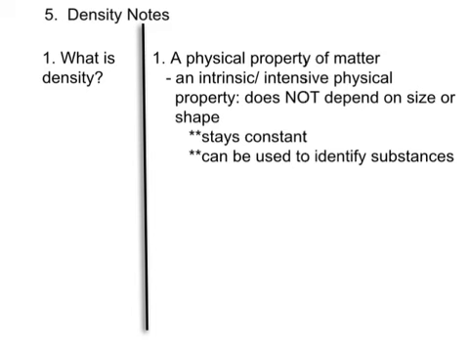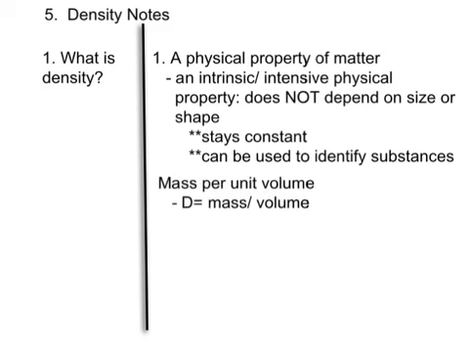So now let's talk about what density actually is. Density is mass per unit volume. What that means is that when you're finding density, you're going to figure out the mass of a substance, so you'll weigh it on a scale, and then you'll also figure out the volume of a substance, either by using a graduated cylinder or measuring length times width times height, and you're going to divide those two numbers to get the density.